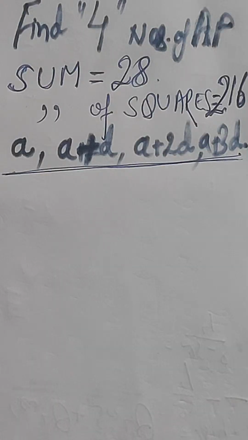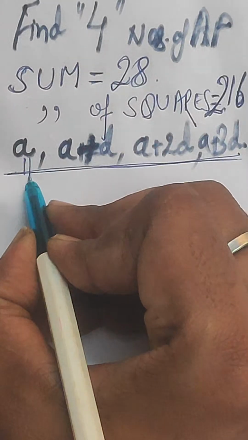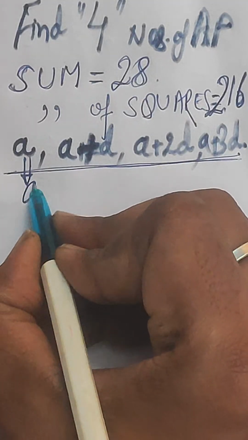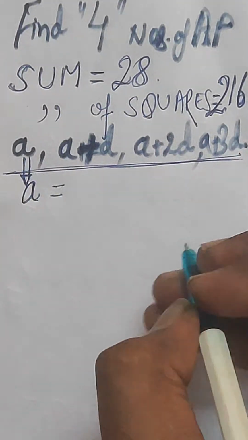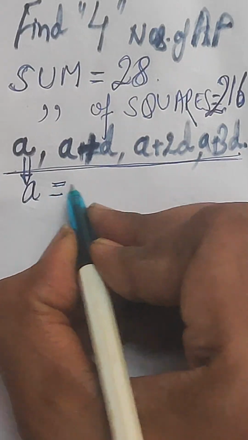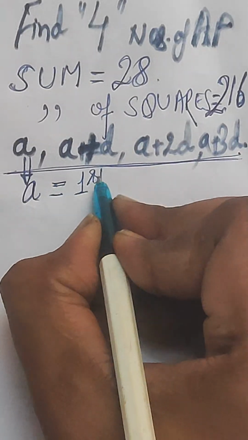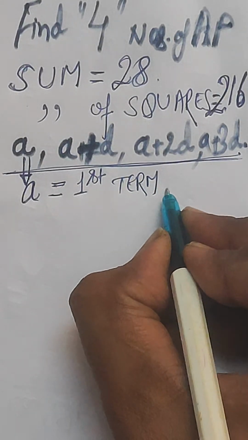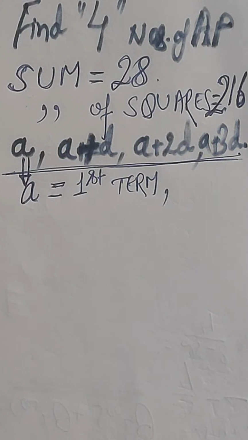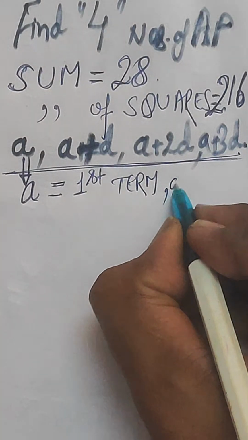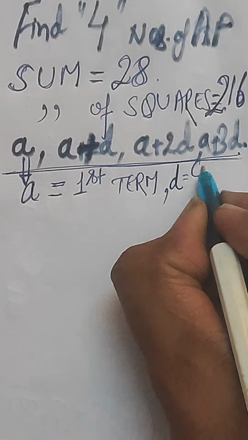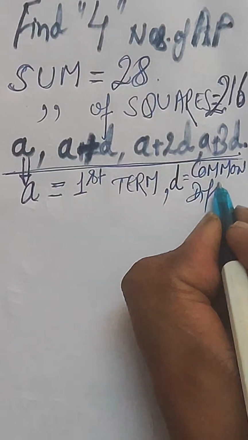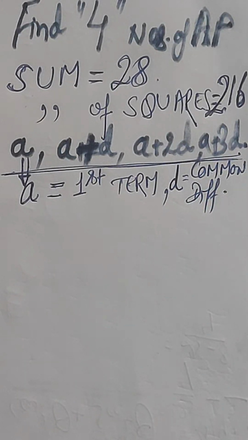Here A is the first term of that AP, and D is nothing but its common difference.